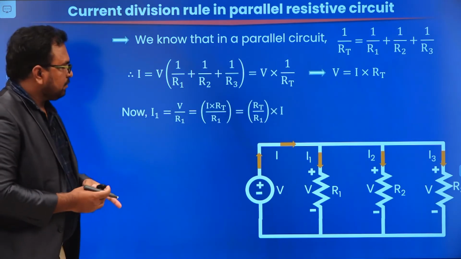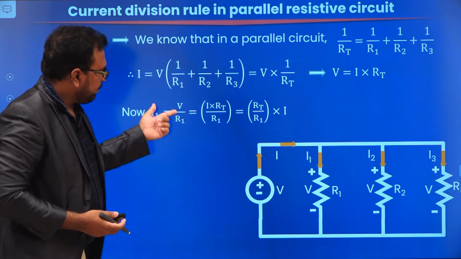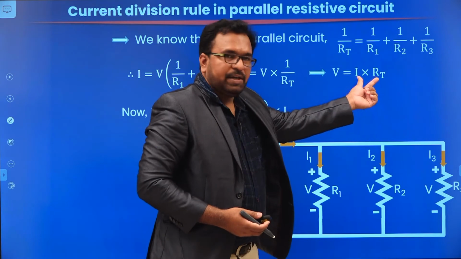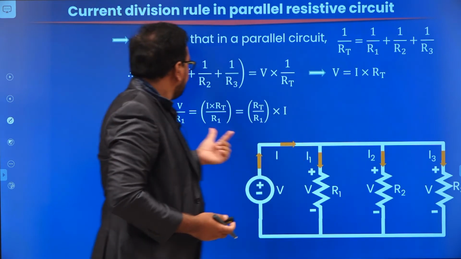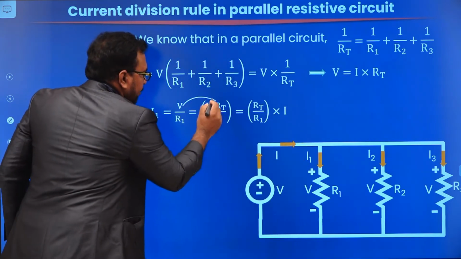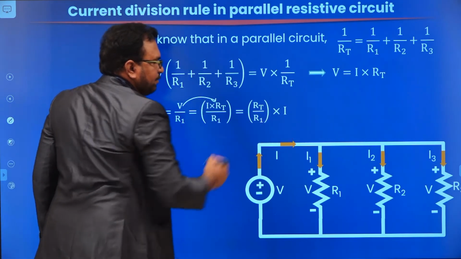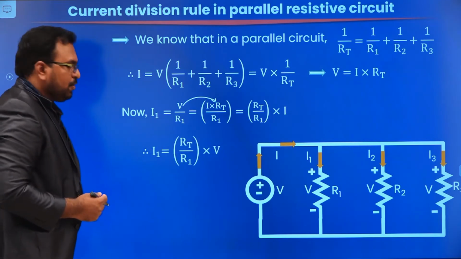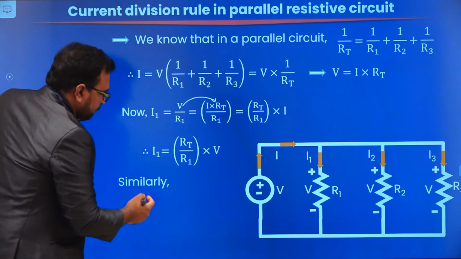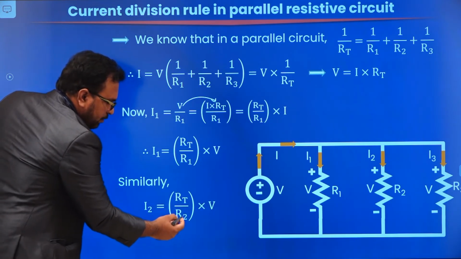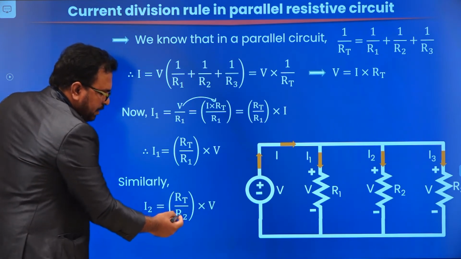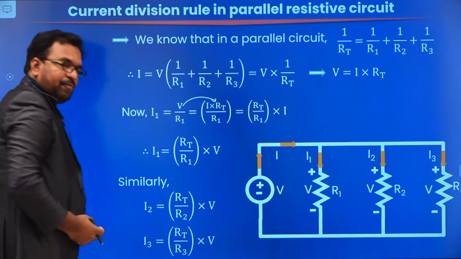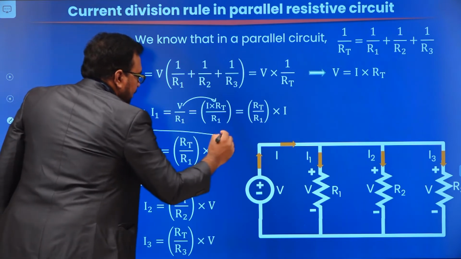Now, what is the value of I1 that we have calculated from Ohm's law? I1 is nothing but V by R1, and V we just now calculated as I into RT. V is equal to I into RT. So substitute in place of V, I into RT. So I1 is RT by R1 into I. Similarly I2 is RT by R2 into I, the total resistance by the individual resistance into I. Similarly, I3 is the total resistance divided by R3 into I. This is called the current division rule.